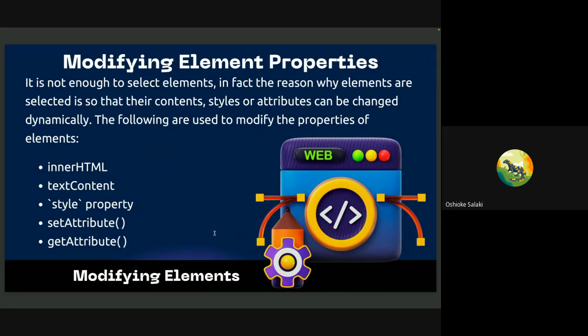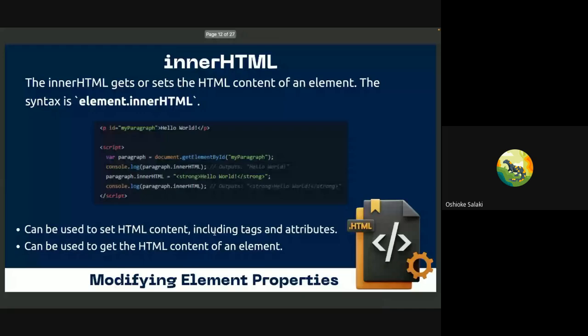So, modifying elements' properties. It is not enough to select elements. In fact, the reason why elements are selected is so that their content, styles, or attributes can be changed dynamically. The following are used to modify the properties of elements: inner HTML, text content, style property, set attribute, get attribute. Those are the ways that you can modify elements' properties in JavaScript. So let us look at each of them one by one.